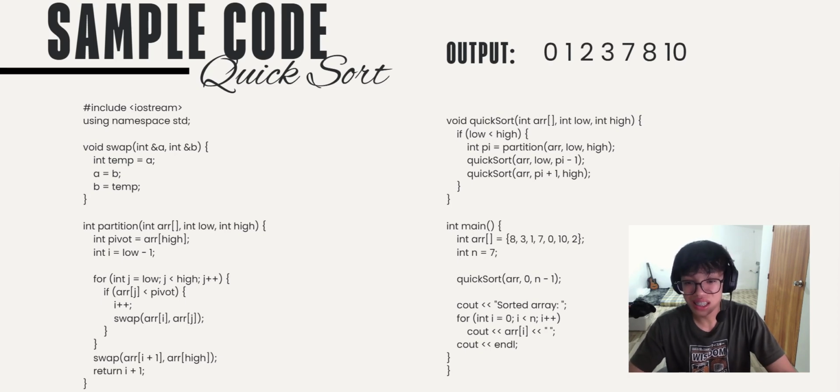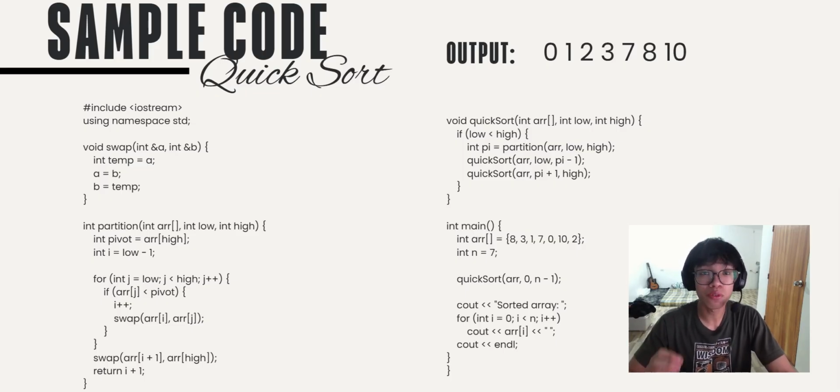If low is less than high, it calls the partition to get the pivot's final index. It then makes two recursive calls to itself, one for the left subarray, which is low to pi minus 1, and one for the right subarray, which is pi plus 1 to high. This continuously breaks the problem into smaller subproblems that are solved recursively.